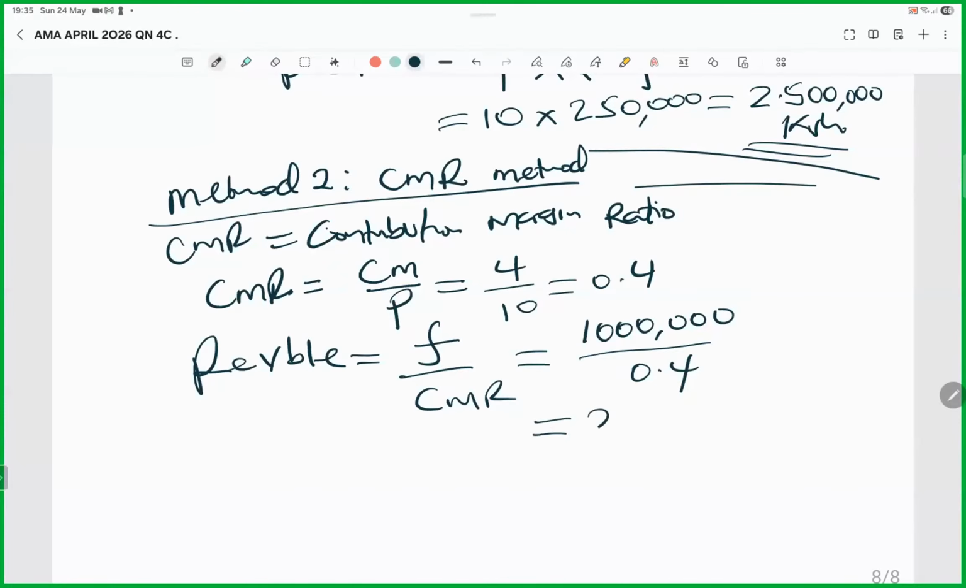2.5 million is the answer. Thank you so much. Kenya shilling.